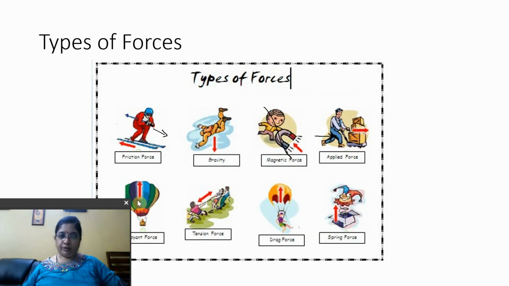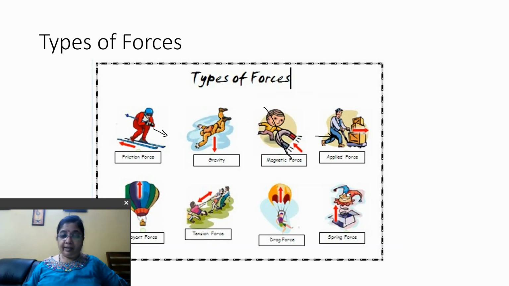Buoyant force, which is acting upwards. Tension force. So these two teams are playing tug of war. So there's a tension this side, there is also a tension this side. Obviously, they have to be equal. Drag force, acting upwards. Spring force, also called elastic force. The potential energy that is stored comes as force. These are the types of forces. We'll be seeing it as and when we discuss.